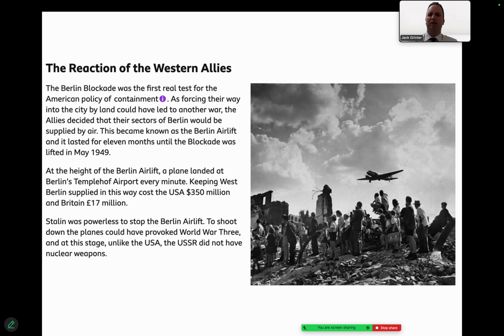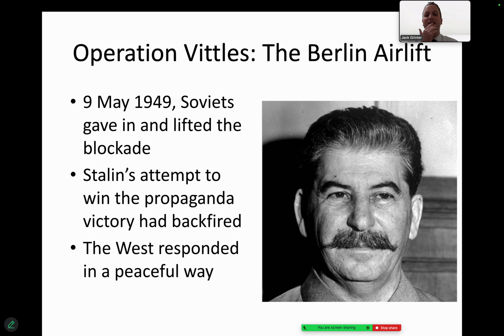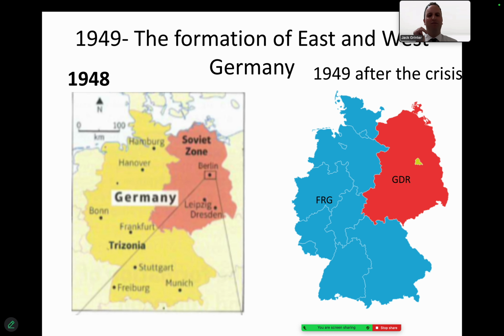I kind of covered this already, but you can just see there that keeping West Berlin supplied cost the USA $350 million, Britain £17 million, and it lasts for 11 months. Okay, the blockade is lifted, so Stalin lifts the blockade, allows the land routes to open again in May of 1949. Okay, we kind of say from the Western point of view that Stalin's attempt to win the propaganda victory backfired. I mean, he probably would have seen it as something different at the time. Obviously, it depends whose view you're looking at it from.